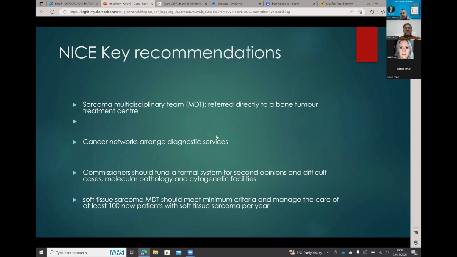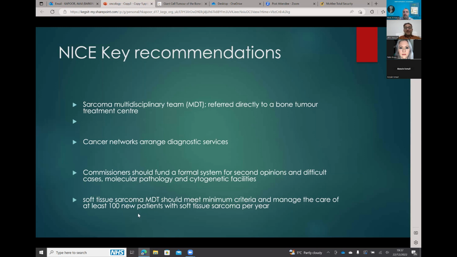There are some nice recommendations regarding management of bone tumors. And the topmost, as we discussed, is a multidisciplinary approach. And the tumor should be referred directly to a bone tumor treatment center closest to you. Cancer networks are available in the NHS who arrange diagnostic services. There are special commissioners, and they should fund a formal system for second opinions and difficult cases to places where facilities are available for doing molecular pathology and cytogenetic facilities.